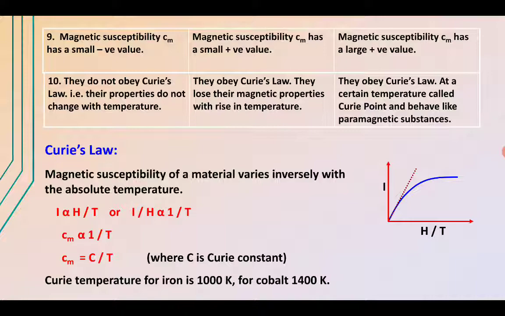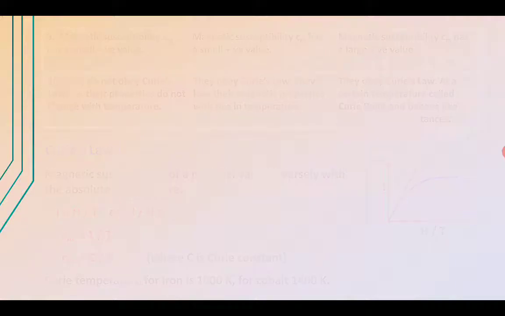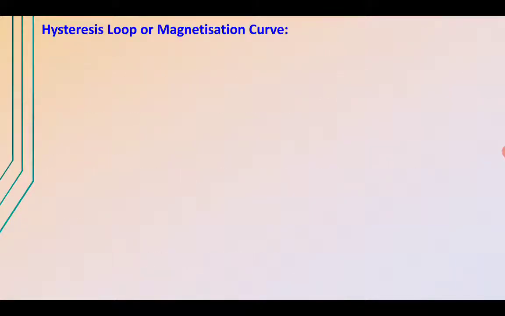Now, what is the origin of ferromagnetism? Basically, it is the dipoles of the substance that are created between the molecules of a particular substance. After that, our next topic is known as the hysteresis loop or the magnetization curve.